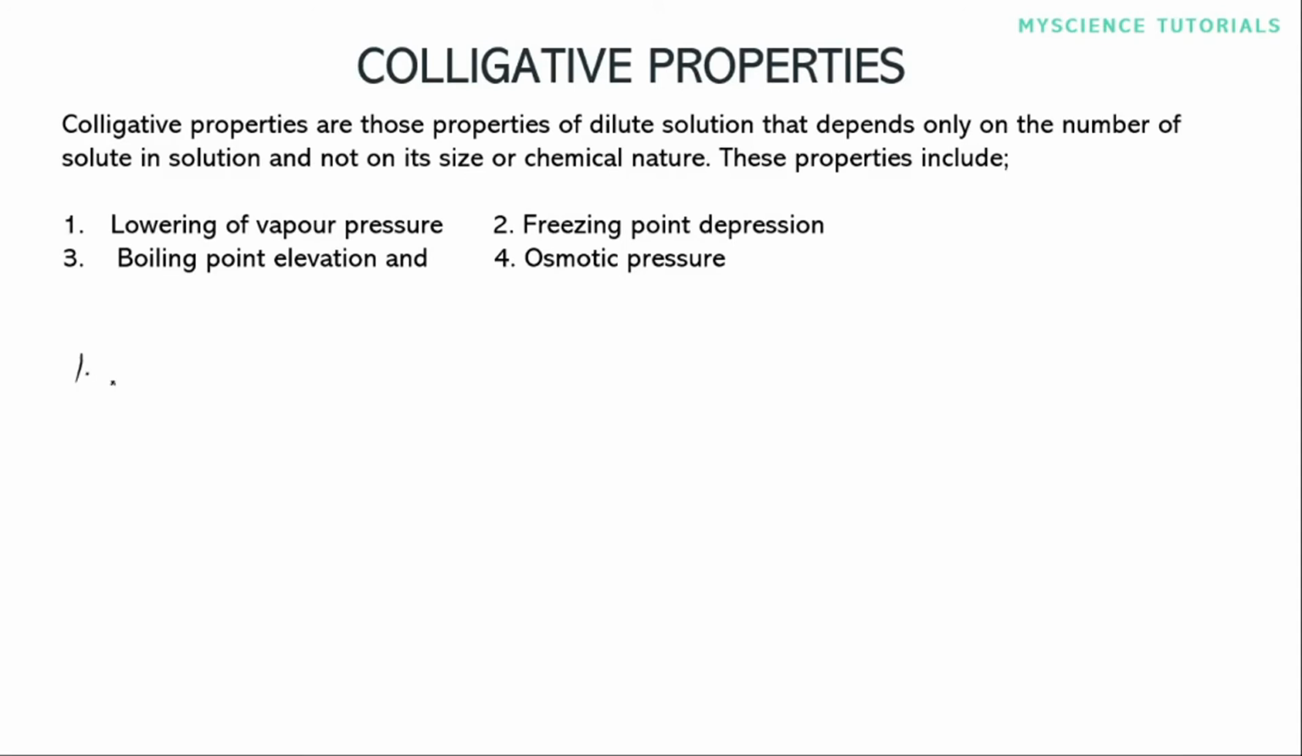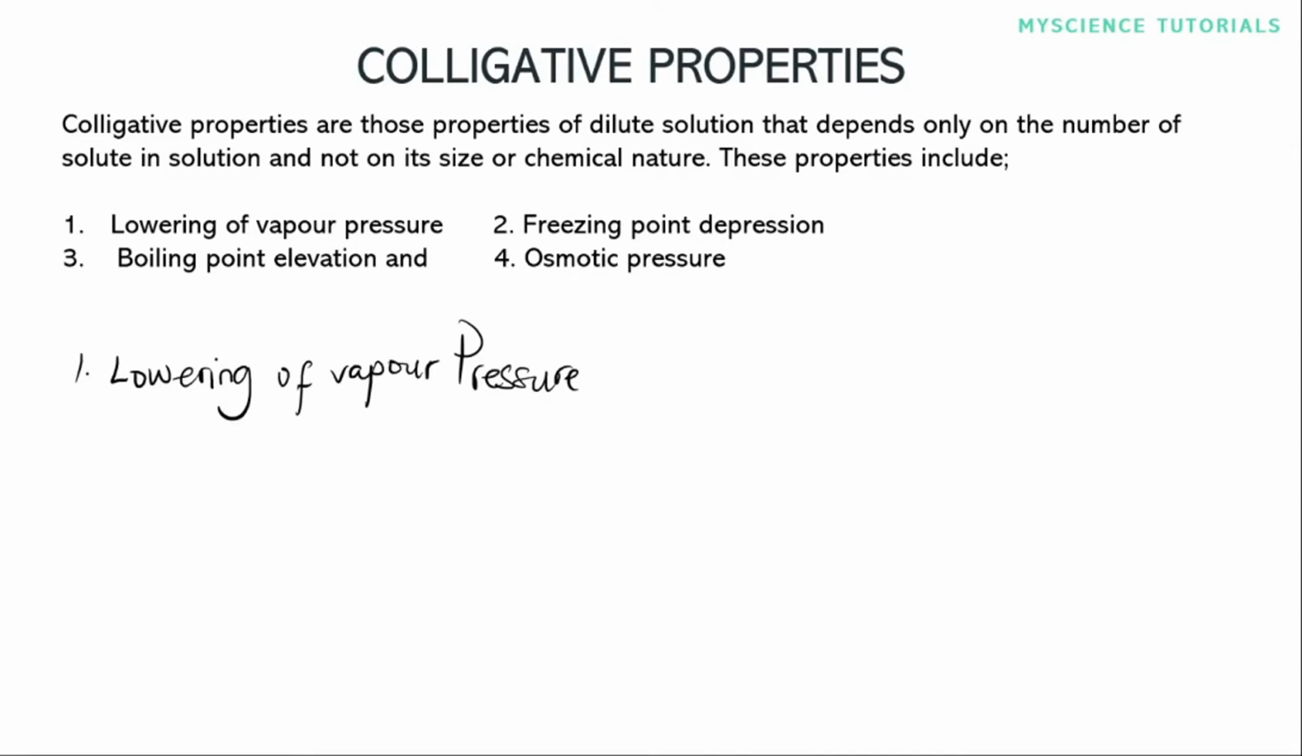So we are going to look at the lowering of vapor pressure. Now, the vapor pressure of a pure solvent is lowered when a non-volatile solute is added. Now, this is because what?